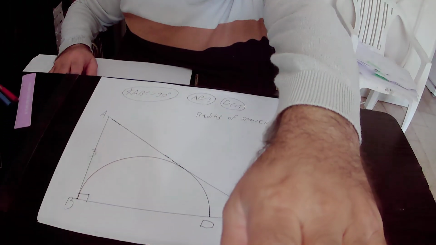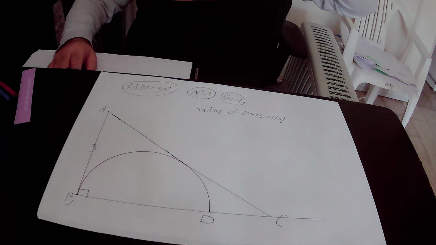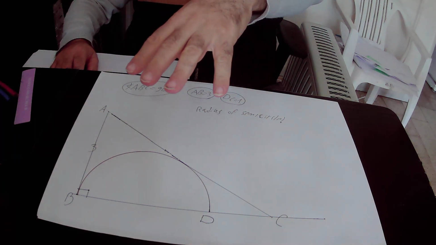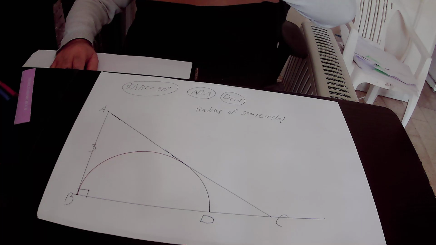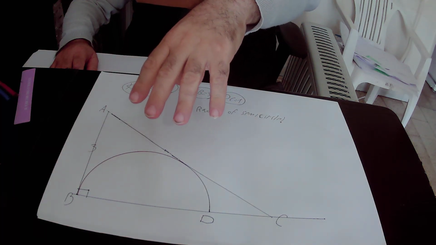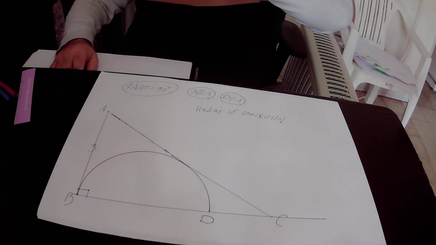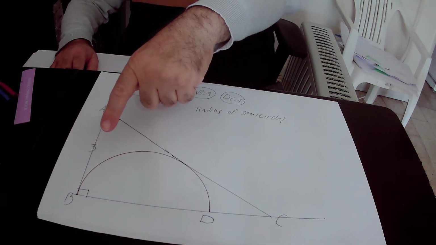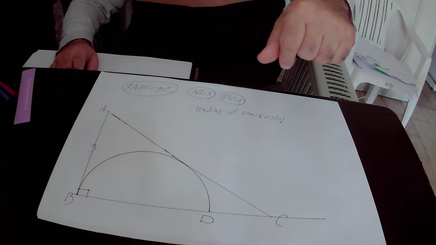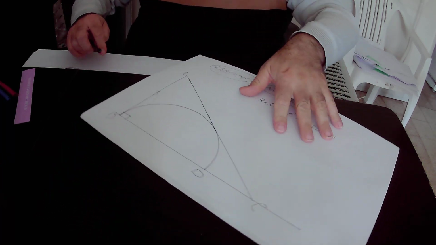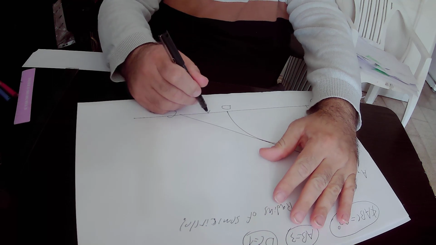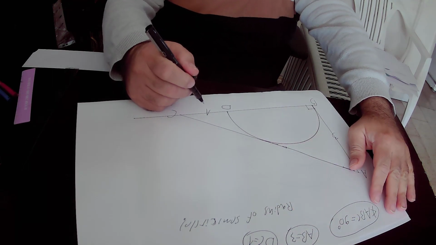Now, in this lecture, we will find the radius of the semicircle. In the drawing, we have triangle ABC. Triangle ABC is a right triangle because angle ABC, this angle, is a right angle. We also know that side AB of triangle ABC equals 3 units. Line segment DC equals 1 unit.